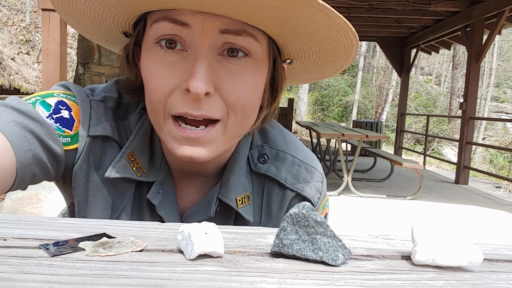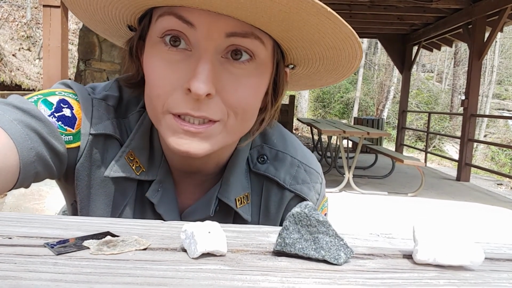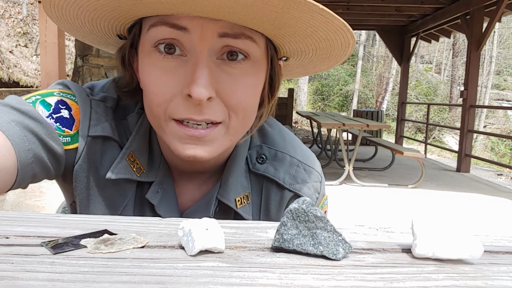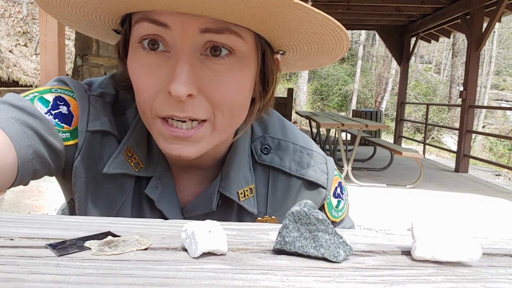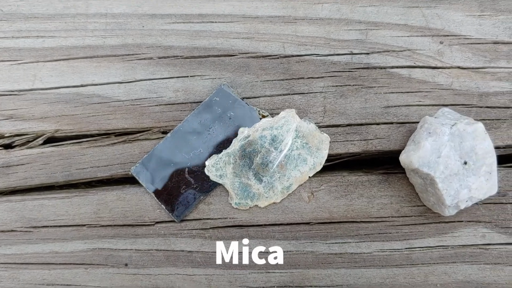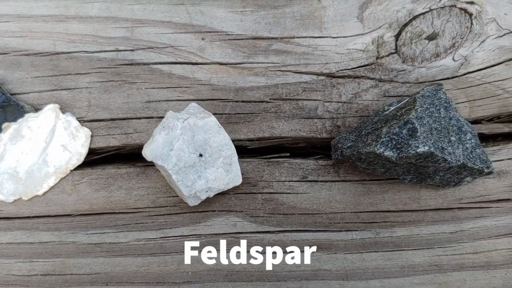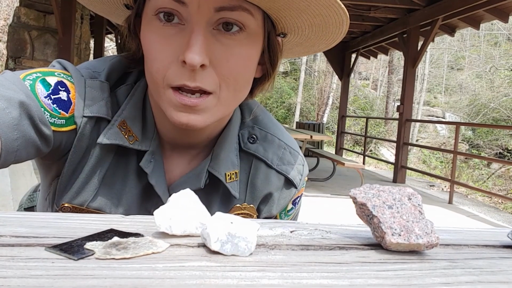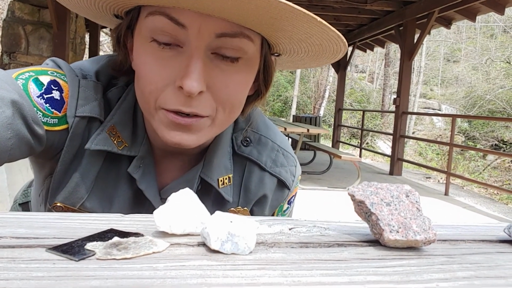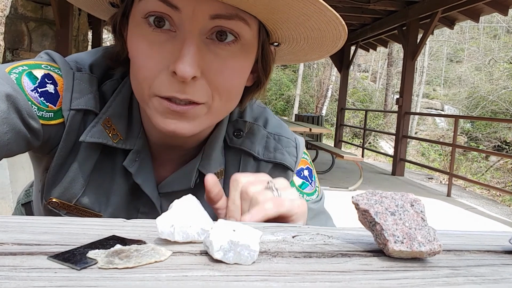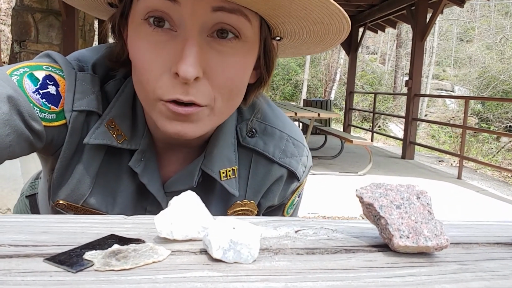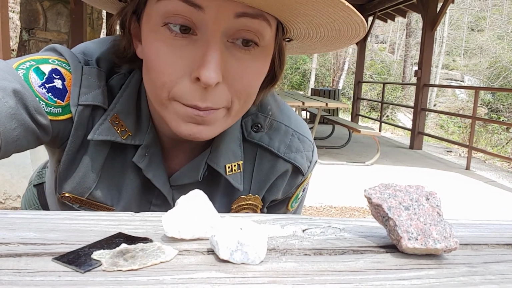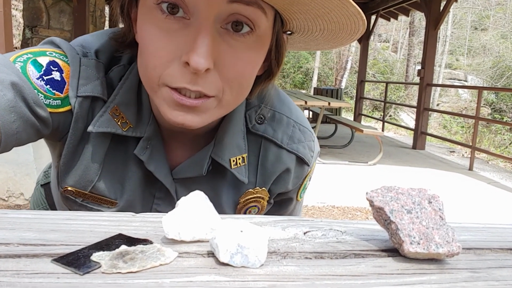Here in front of me, I have the four most common minerals that make up rocks and soil here in the upstate. So starting here, we have mica, feldspar, amphibole, and quartz. The three minerals that I have here, the mica, quartz, and feldspar, are the building blocks of granite. So these three minerals will combine under great heat and pressure to form granite.